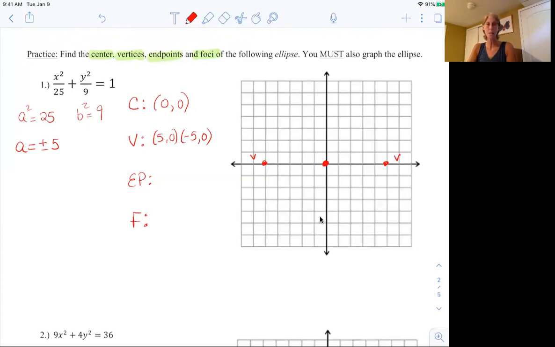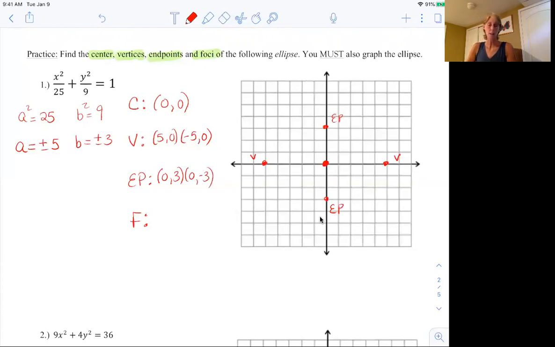Now I'm going to plot my endpoints. My endpoints are the B movement. B is under Y. So I'm going to go now, because I'm Y, I'm moving up and down. Up 3, that's an endpoint. Down 3, that's an endpoint. My ordered pairs, my coordinates of my endpoints, 0, 3, and 0, negative 3.